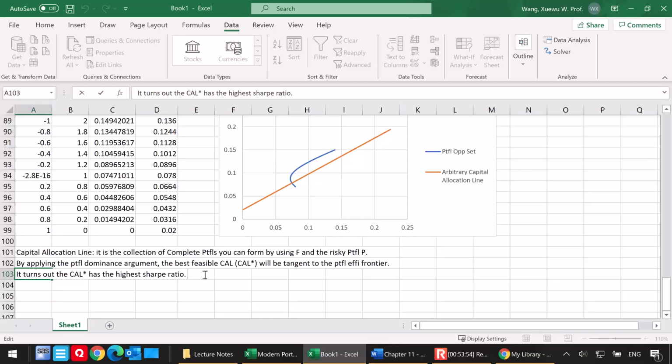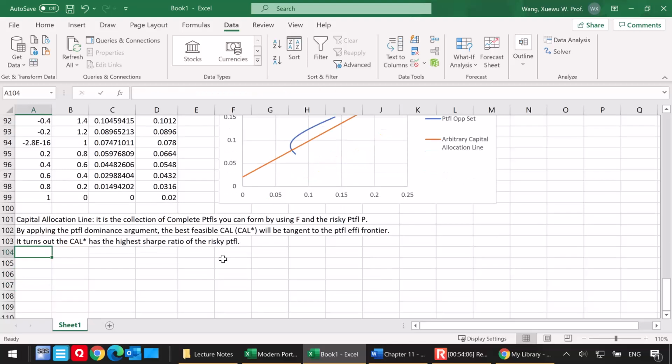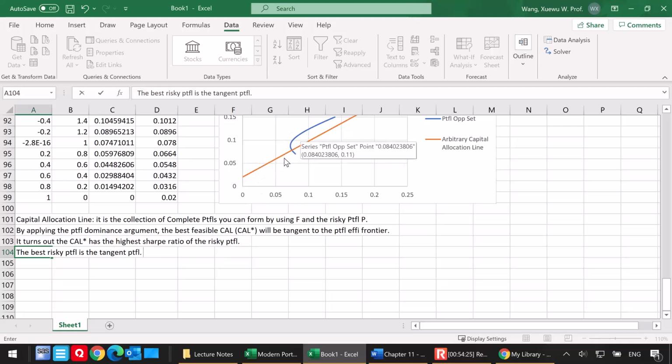Okay, it has the highest Sharpe ratio of the risky portfolio. So if I want to identify the optimal risky portfolio, the best risky portfolio is the tangent portfolio in this case. In other words, when this capital allocation line becomes tangent to the portfolio efficient frontier, the resulting portfolio is the optimal risky portfolio.